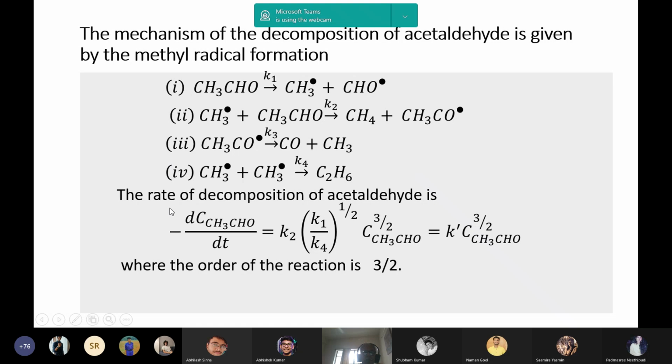Now from these four steps, you can try to derive the final rate equation of the reaction, as K2 (K1/K4)^(1/2) [CH3CHO]^(3/2). Then what is the order of the rate equation? 1.5, that is 3/2. And it is non-elementary type. So you can try the derivation. The rate constants are K1, K2, K3, K4.